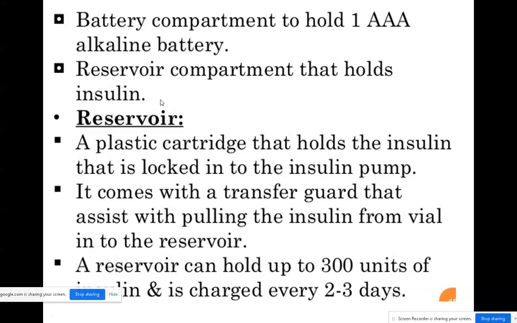Actually, a more apt word for the reservoir is a tank. Then a plastic cartridge that holds the insulin is locked into the insulin pump. So here the reservoir is nothing but a plastic cartridge that stores your insulin.